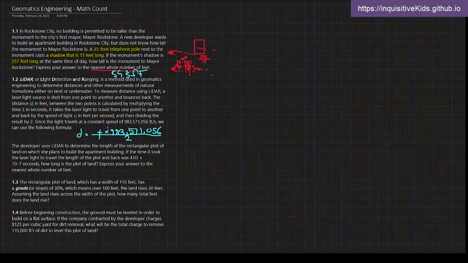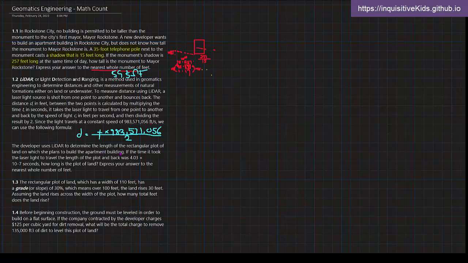LiDAR, or light detection and ranging, is a method used in geomatics engineering to determine distances and other measurements of natural formations either on land or underwater. To measure distance using LiDAR, a laser light source is shot from one point to another and bounces back. The distance, d in feet, between the 2 points is calculated by multiplying the time t in seconds it takes a laser light to travel from one point to another and back by the speed of light, C in feet per second, and then dividing the result by 2. Since the light travels at a constant speed of 983,571,056 feet per second, we can use the following formula, and this is the formula already written for you.